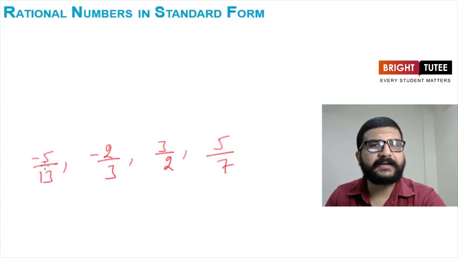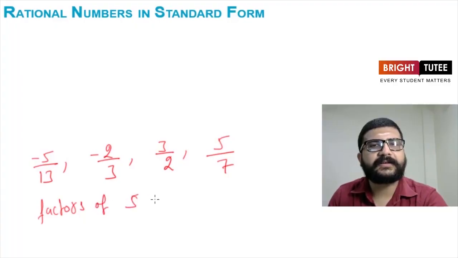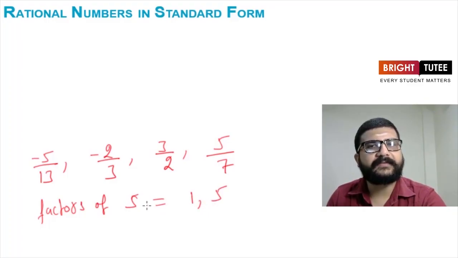If the number is a negative rational number, the negative sign is only with the numerator, as we can see in minus 5 upon 13 and minus 2 upon 3. Negative sign is with the numerator. Now try to observe the factors common between numerator and denominator. What are the factors of 5? Factors of 5 are 1 and 5. Now what are the factors of 13? For 13, factors are 1 and 13, as 13 is also a prime number.